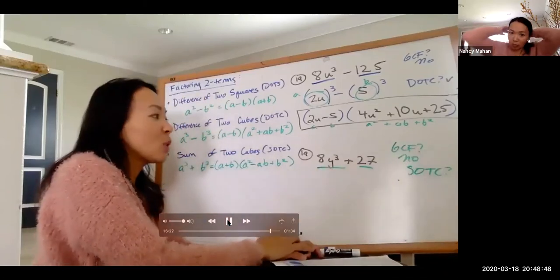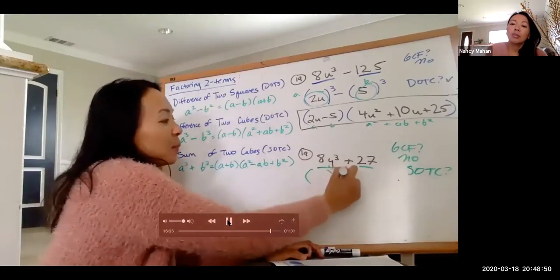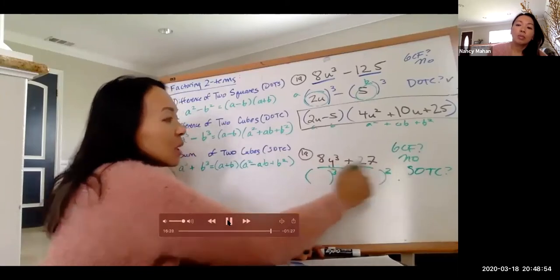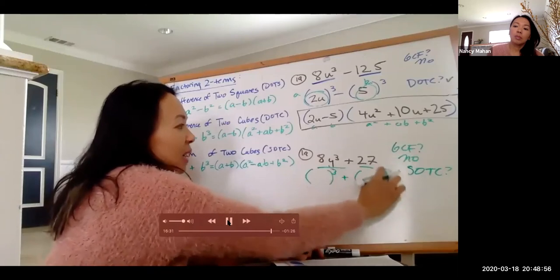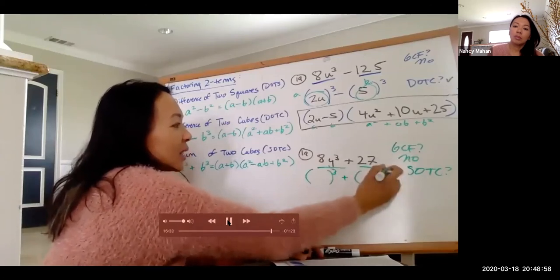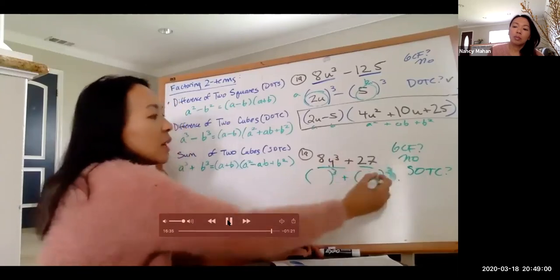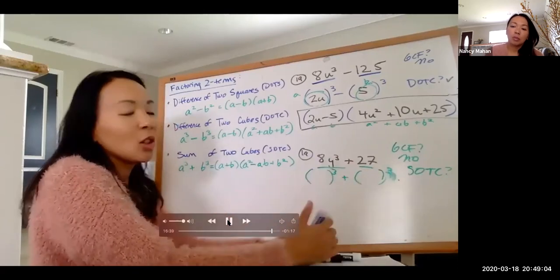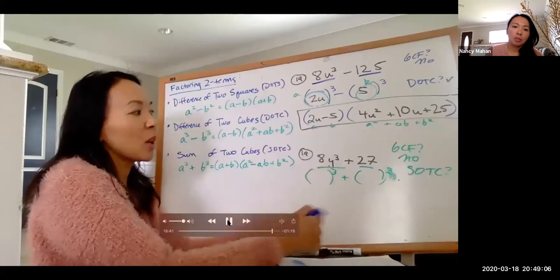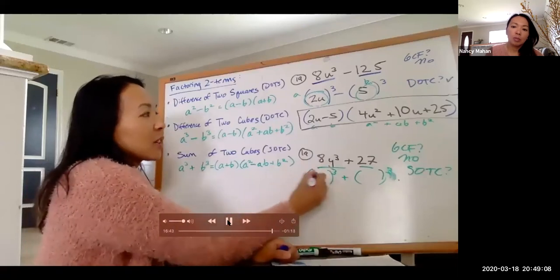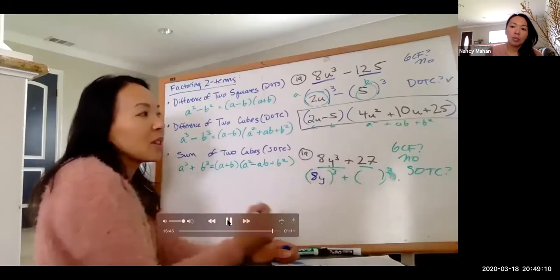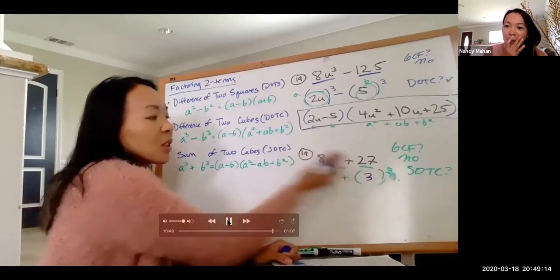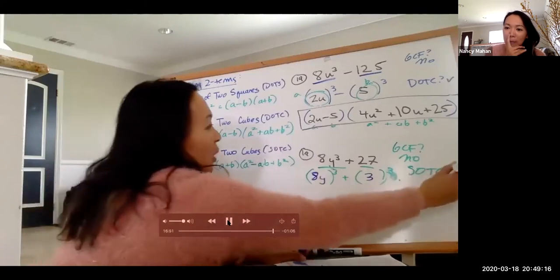So my hunch is, is it a softica? Is it a sum of two cubes? In other words, is it the sum, addition, of two things being cubed? So let's check. 8y cubed. What is being cubed to get me 8y cubed? 8y. 27. What is being cubed to give me the number 27? 3. Awesome. So it is a softica.